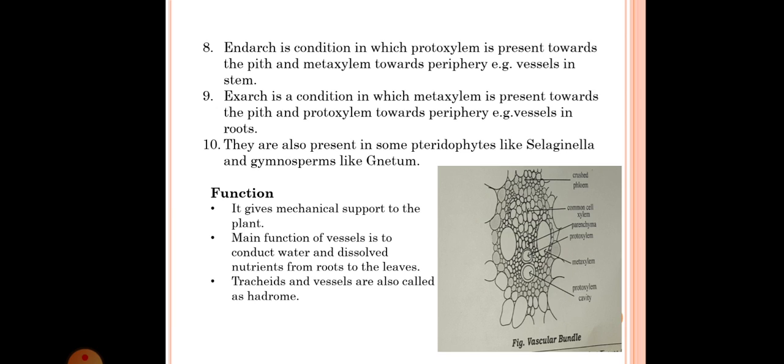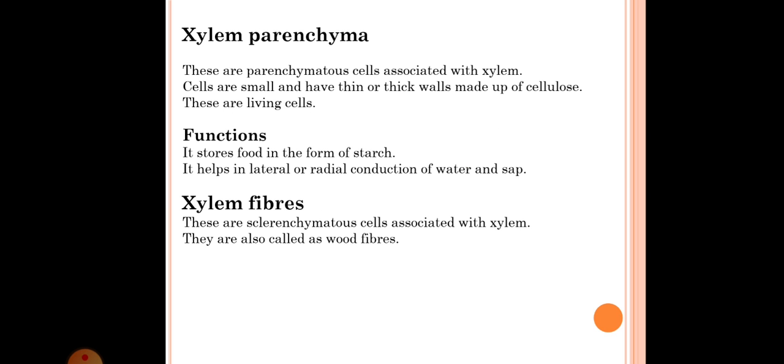They are also present in some pteridophytes like Selaginella and gymnosperms like Gnetum. Here you can see the vascular bundles, consisting of protoxylem, metaxylem, protoxylem cavity, and tracheids. So these are xylem tissues. Functions of vessels: it gives mechanical support to the plant. The main function of vessels is to conduct water and dissolved nutrients from roots to the leaves. Tracheids and vessels are also called hadrome.